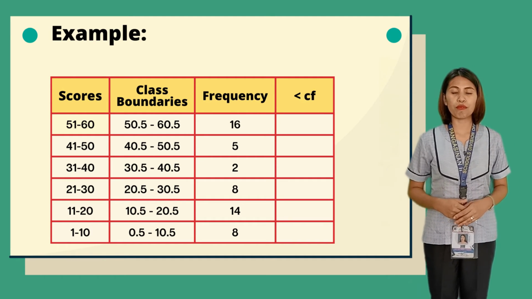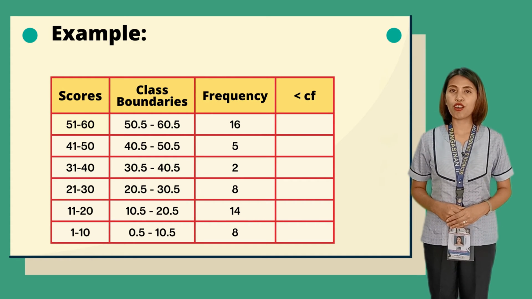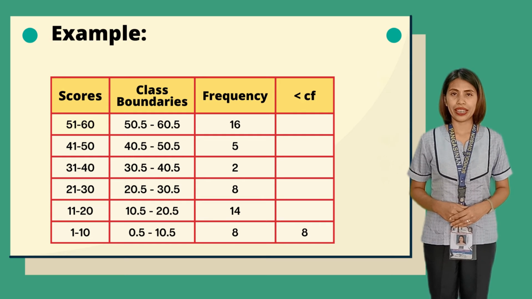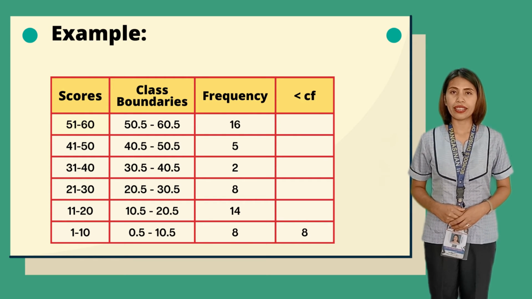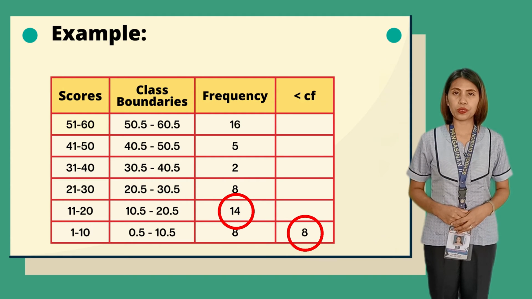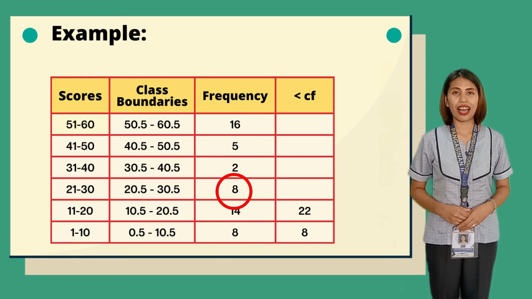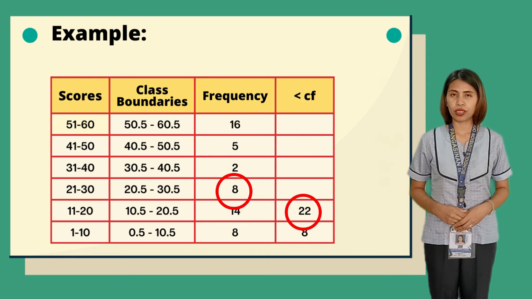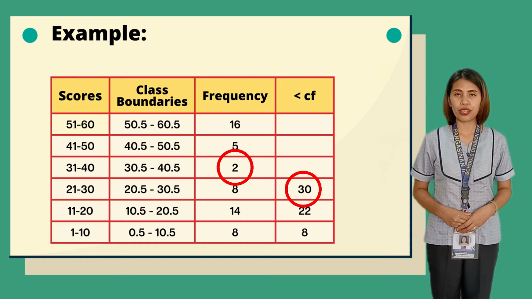We will start at the bottom. So our first frequency is 8. 0 plus 8, we have 8. For the second less than cumulative frequency, we add 8 and 14. So 8 plus 14 is equal to 22. For the next, we will add 8 and 22. Therefore, we have 30. For the next, we will add 30 and 2. Therefore, we have 32.